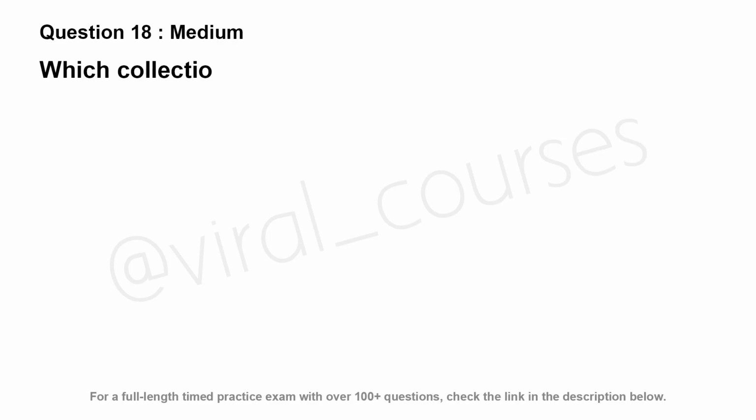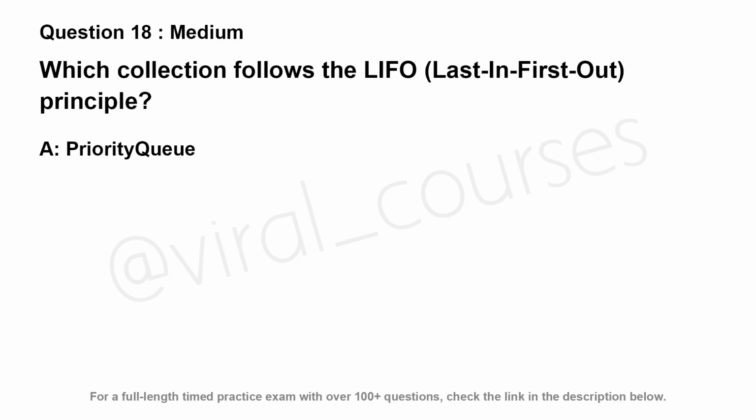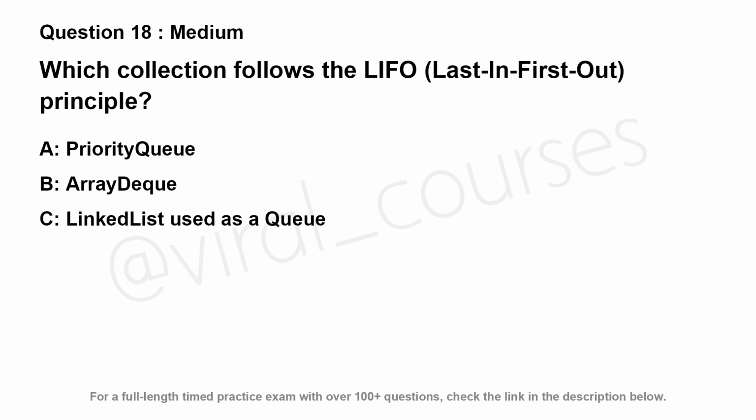Which collection follows the LIFO, last in first out principle? Option A, PriorityQueue. Option B, ArrayDeque. Option C, LinkedList used as a queue. Option D, Vector.